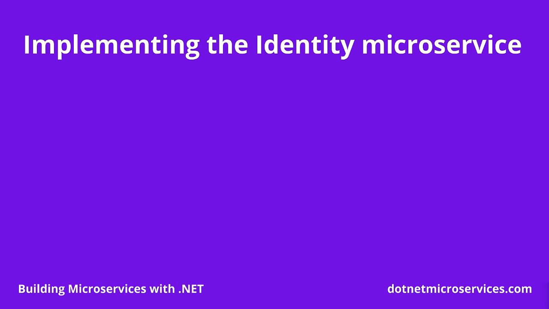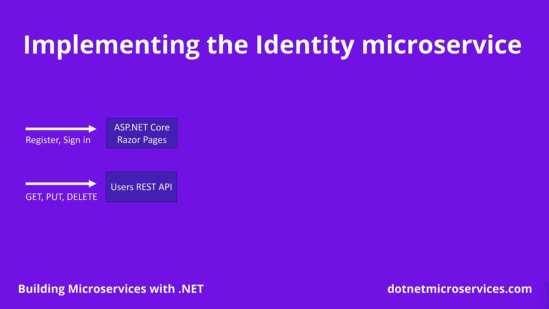ASP.NET Core Identity includes a UI library based on the Razor Pages framework. We will take advantage of these UI components to enable user registration and sign in. That way, we don't have to reinvent the wheel around these basic UI scenarios. We will then implement a REST API for user management in a similar way to how we implemented REST APIs in our other microservices. That way, we can have operations to get the details of our users, to update details like the amount of yield assigned to a user, and also to enable user deletion.